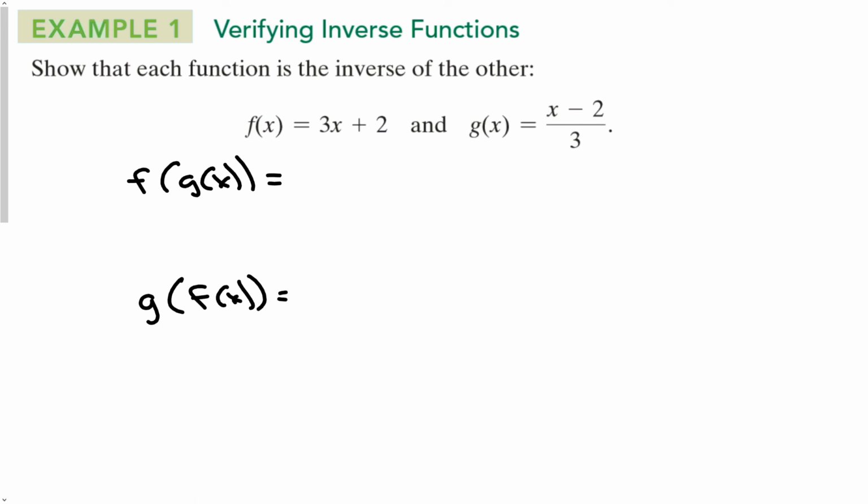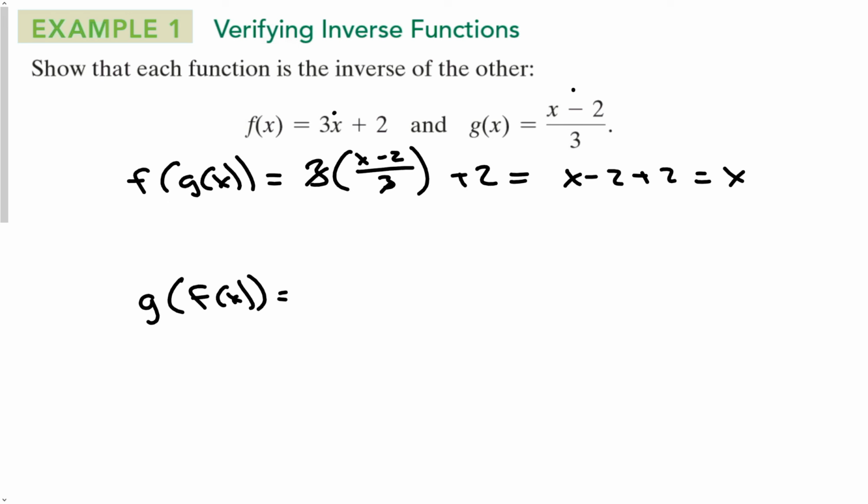So for f of g of x, I take g and plug it into f. So this turns into 3 times x minus 2 over 3 plus 2. Well, if I follow order of operations, I multiply the 3 times x minus 2 over 3. Those two cancel. And I get x minus 2 plus 2, which is x. That's good. That worked out.